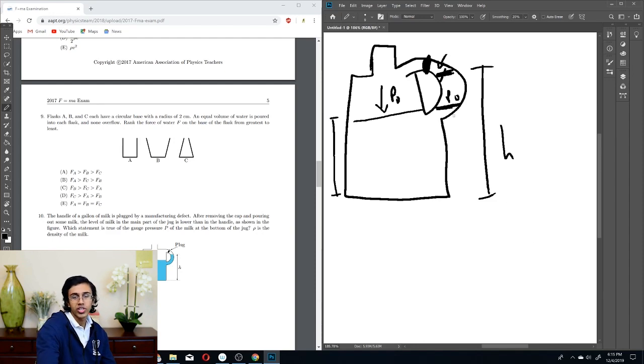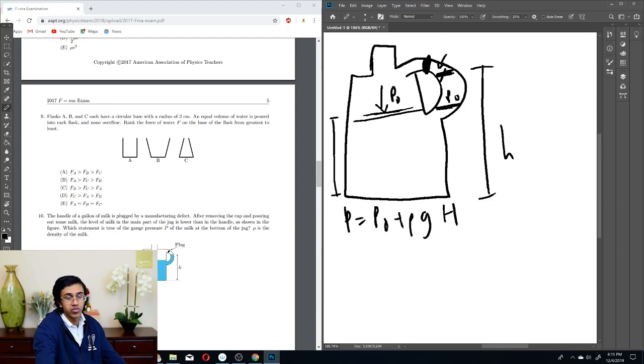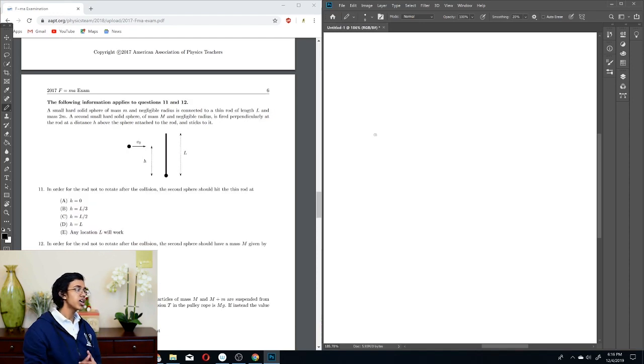So basically gauge pressure is not the absolute pressure. Gauge pressure is the pressure relative to the atmosphere. So if we know that this over here is P0, all we had to do is go down to the bottom and find the pressure there relative to P0. Our equation for pressure is P equals P0 plus rho gh, and in this case, this h is big H. Gauge pressure is just relative to P0, so it's just rho gh, which is answer B. Alrighty, moving on.